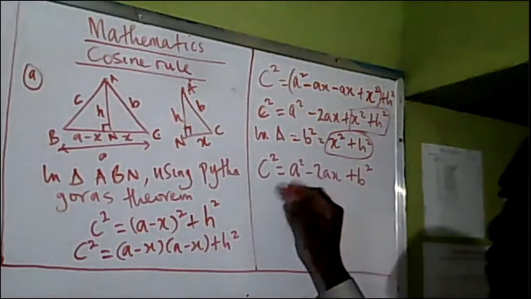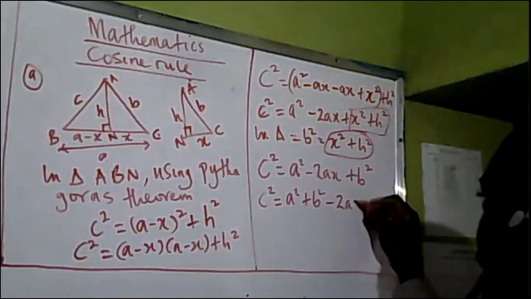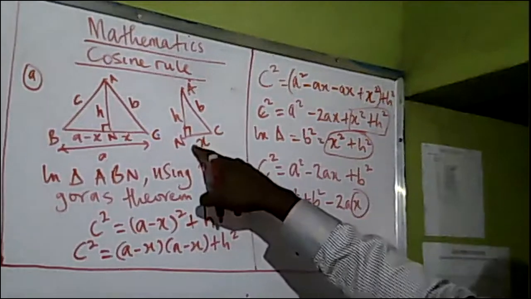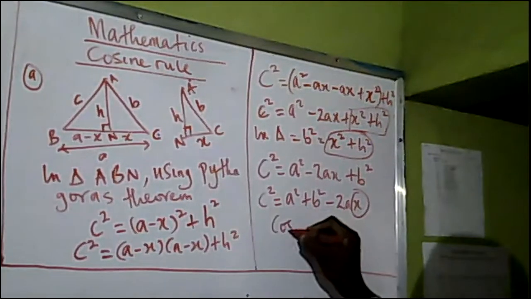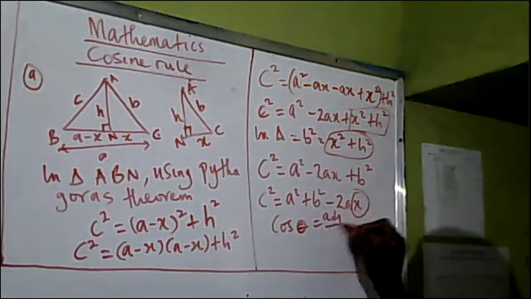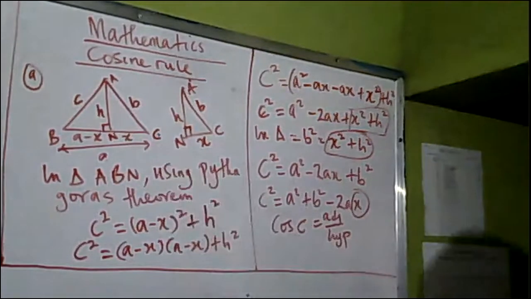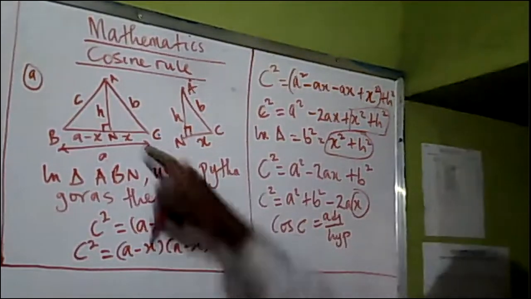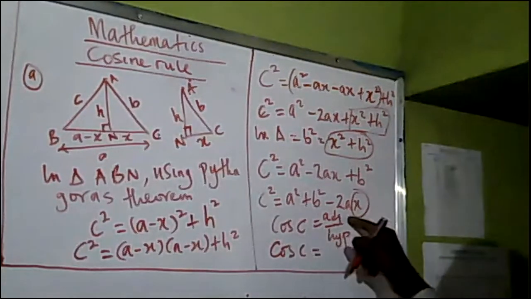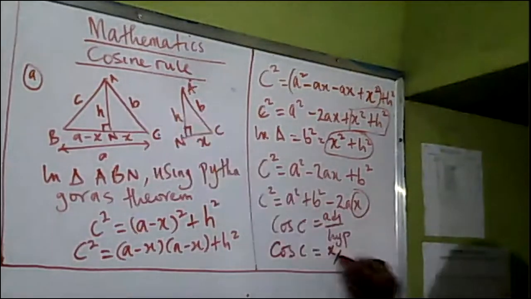So collect this one and this, and let this move over to this place: a squared plus b squared minus 2ax. We need to do something to this x to get the formula. Let's go back to this triangle. Now, you know that cos theta is adjacent over hypotenuse. This time around, let's use cos C. What's the adjacent? This is the adjacent because h is the opposite. So cos C is equal to adjacent x over hypotenuse b.